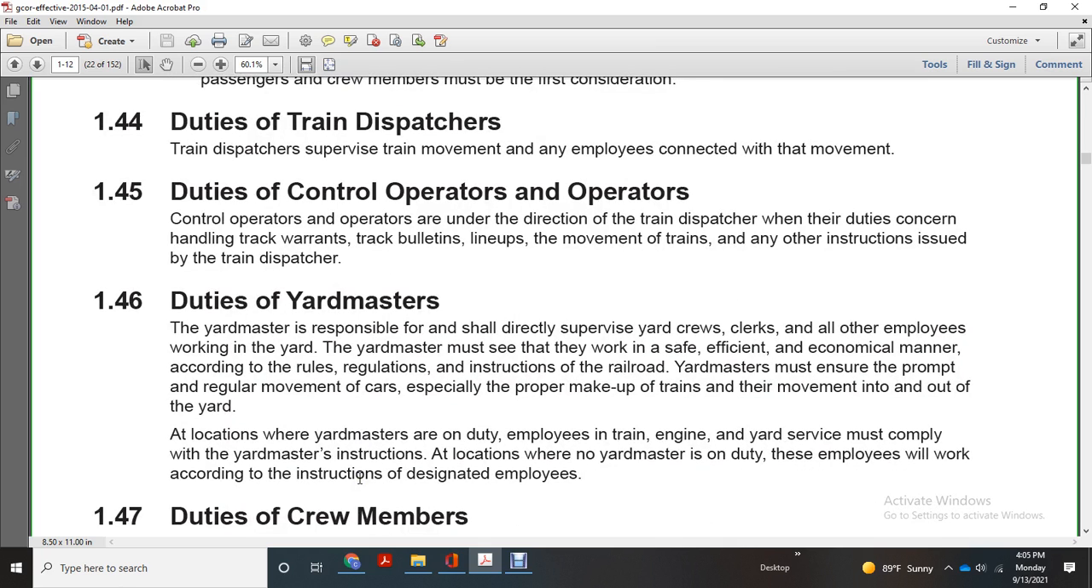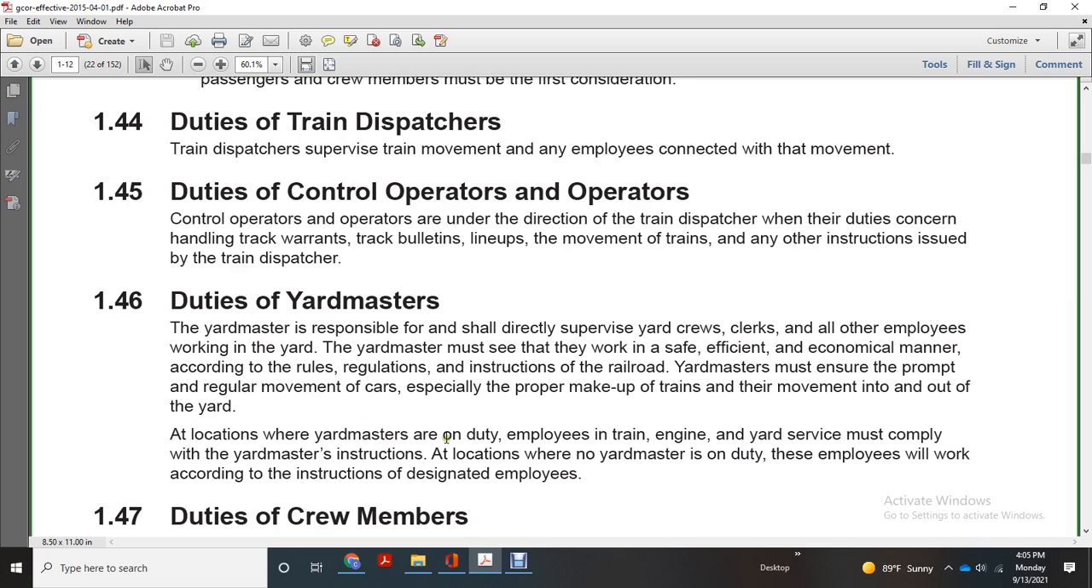The yard master is responsible for and shall direct and supervise yard crews, clerks, and all other employees working in the yard. The yard master must see that they work in a safe and economical manner according to the rules, regulations, and instructions of the railroad. The yard master must ensure the proper and regular movement of cars, especially the proper makeup of trains and their movement in and out of the yard.